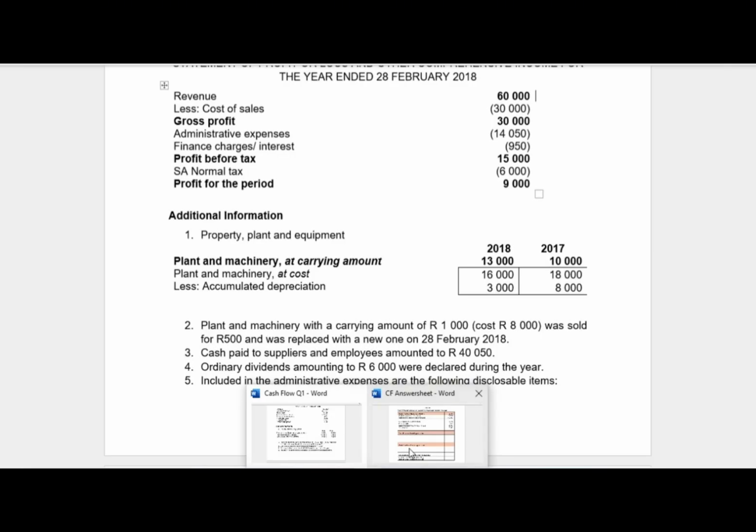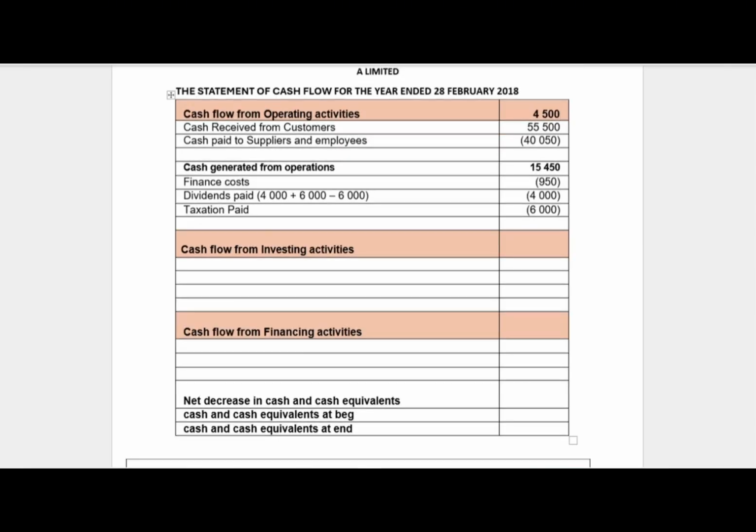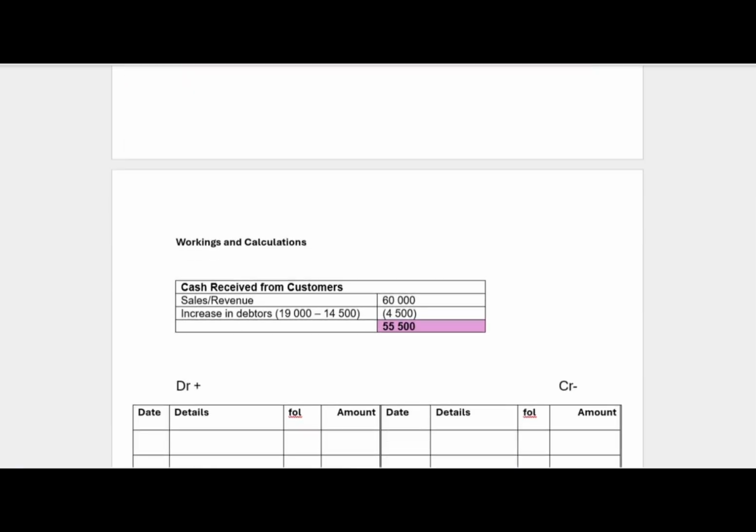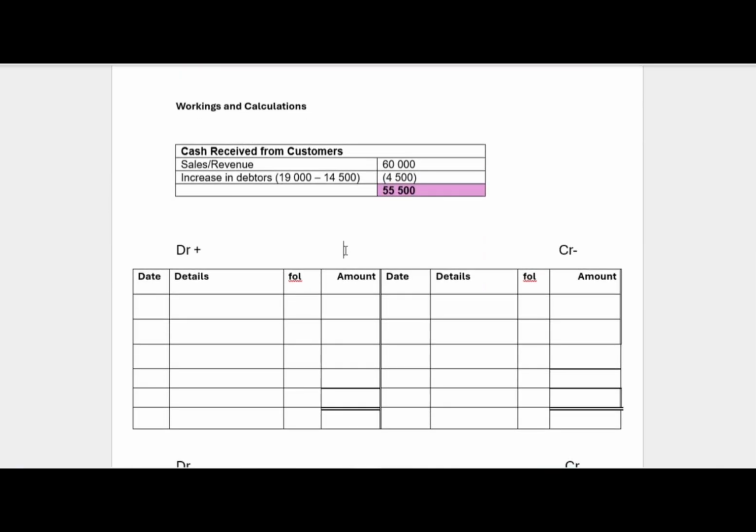So we are going to our answer sheet right there. Let's go down there to the calculations. Already prepared this for you.